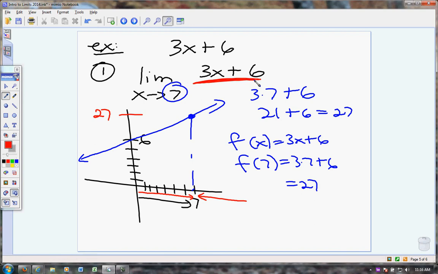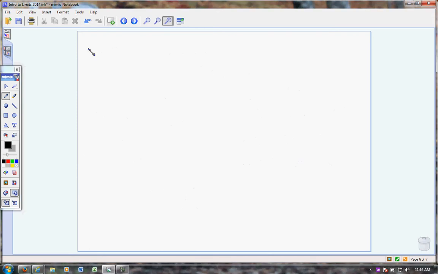This linear, does it have anything that's undefined or any issues like that? No, it doesn't. So it's pretty easy if you have functions whose domain is all real numbers. Let's look at another example. How about the limit as x approaches negative 3 of x squared plus 1? The answer to that last problem was positive 27.